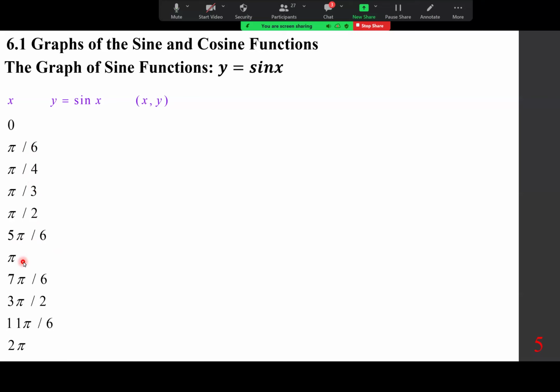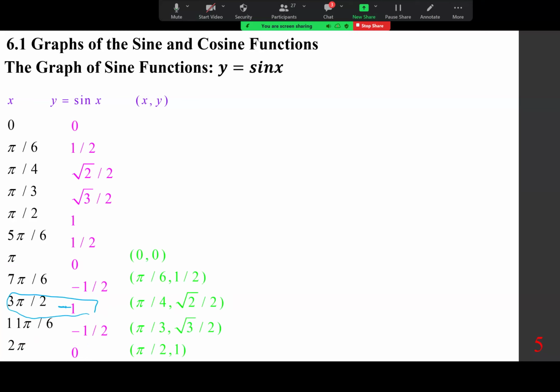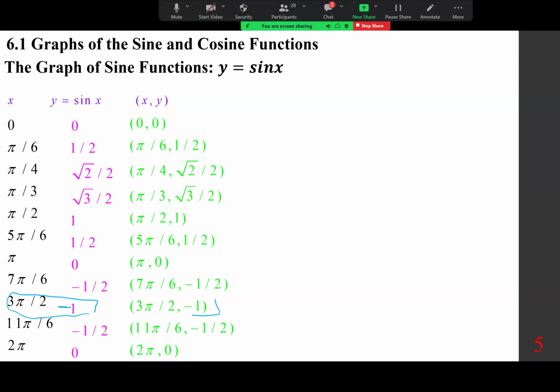Pi, 0. 7 pi over 6 is the same as pi over 6, but in the third quadrant, sine is negative, so negative 1/2. 3 pi over 2 is negative 1. 11 pi over 6 is the same as pi over 6 in the fourth quadrant, so it is negative, and 2 pi is 0. This is negative, everybody. And this is correct, as you can see.